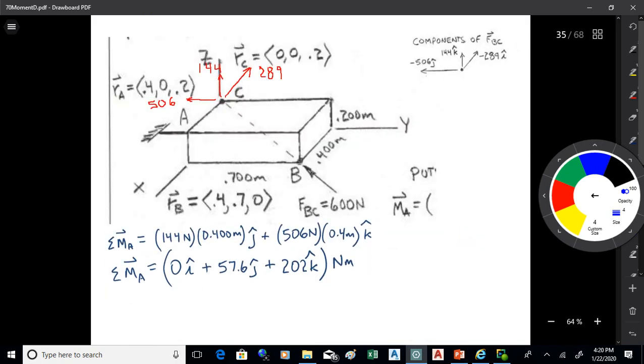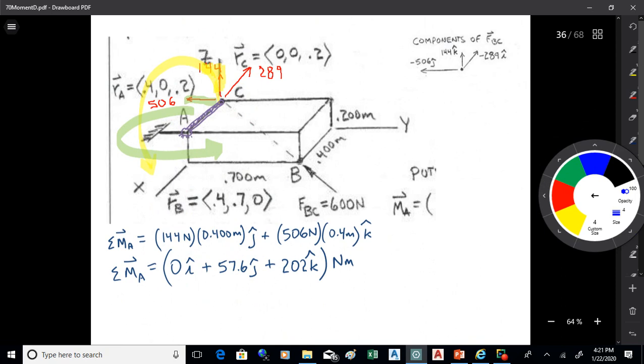All right. So when you run those numbers, you get 0i plus 57.6j plus 202k. The units on that are newton meters because they're a moment. Now that vector that you see actually does represent something. So let's have a look at what that represents. But there's no i, okay? There's just j and k. So if you sketch that vector up, you're going to get an idea of the axle about which that force would rotate about.